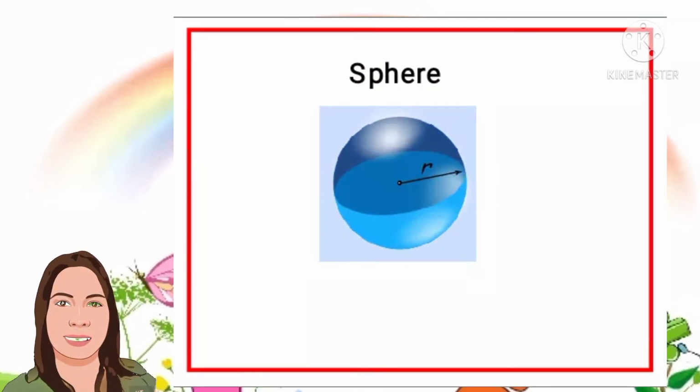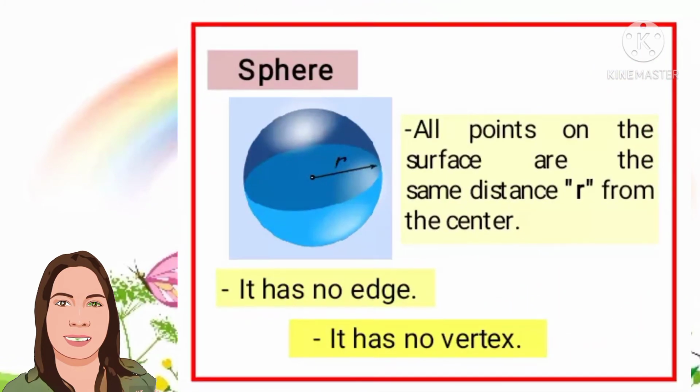Oh, what do I have here? Yes, it's a sphere. The letter r that you see on the sphere stands for radius. All points on the surface of the sphere are the same distance r from the center. It has no edge and has no vertex.